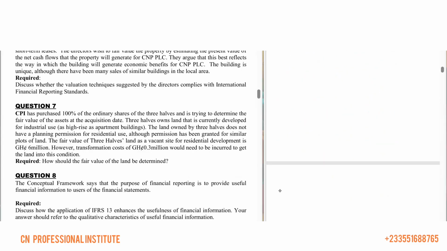Let's look at question 7. We'll come back to question 5, but let's look at question 7. Question 7 says GPI purchased 100% of the ordinary shares of Three House and is trying to determine the fair value of the asset at the acquisition date. Three House owns land that is currently developed for industrial use as high rise apartment buildings. The land owned by Three House does not have a planning permission for residential use, although permission has been granted for a similar plot of land.